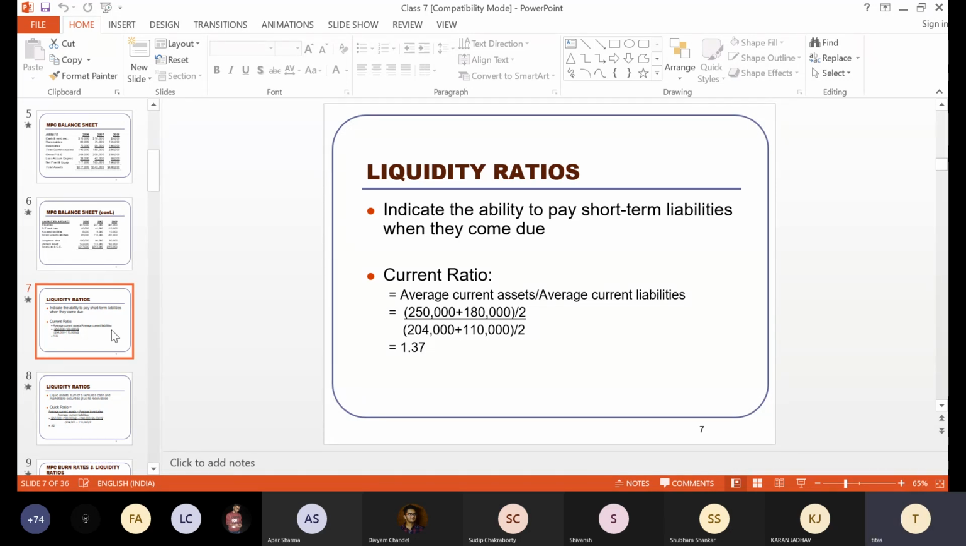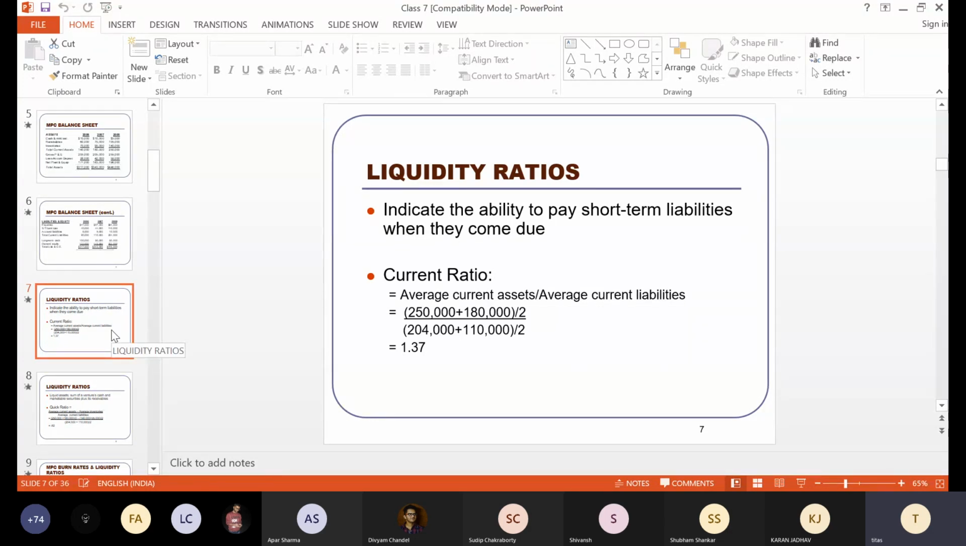But at the same time, if it is huge, say for example 2, 3, 4, that means what? That means it is not only meeting my immediate liabilities. Even beyond that, either I'm holding a lot of cash and not utilizing it properly, not utilizing it to invest further. Or if it is not in terms of cash but in terms of receivables, that means my policy is not able to get those receivables converted into cash quickly. Or if it is in terms of inventory, that means I'm not able to convert it into sales, right?